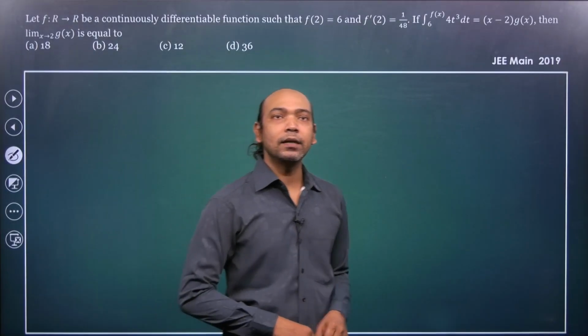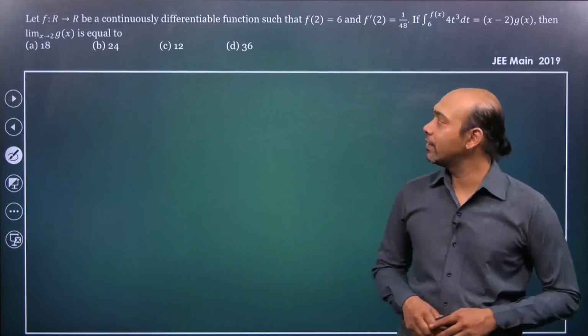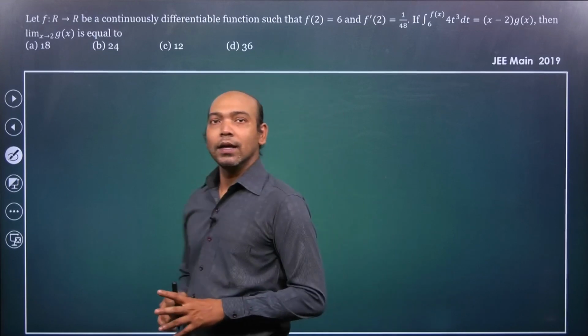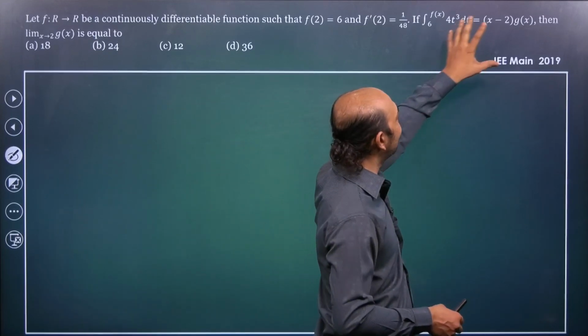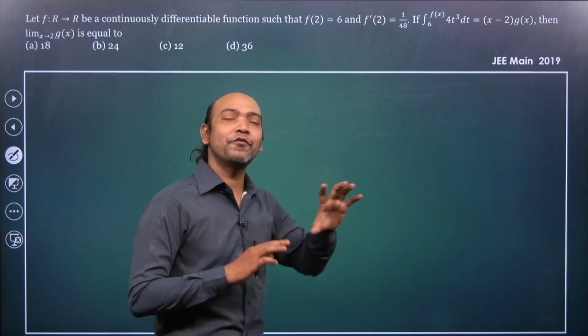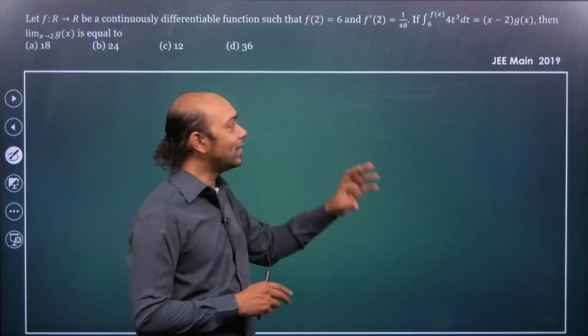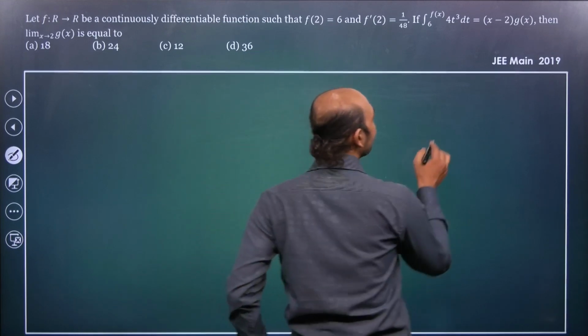Hi all, here we need to find out the limit as x tends to 0 where different functions are given. So here we have the left hand side, right hand side and all that stuff, right? First let us calculate what our g(x) is. It's very simple, so let's go ahead.